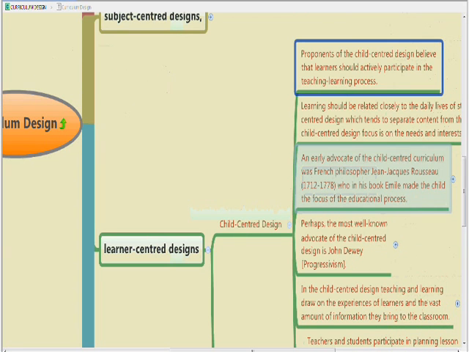The child-centered design starts. Proponents of the child-centered design believe that learners should actively participate in the teaching and learning process. So it's not about teachers; it's about the learner being involved.